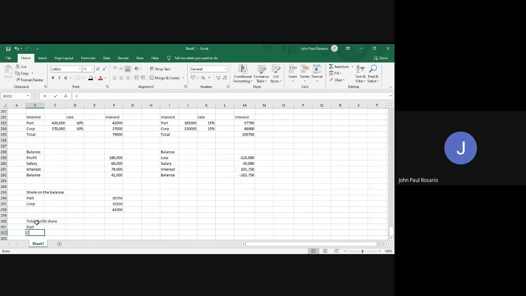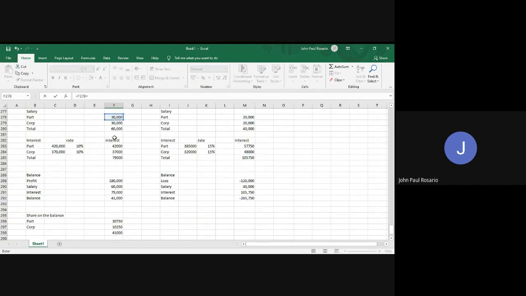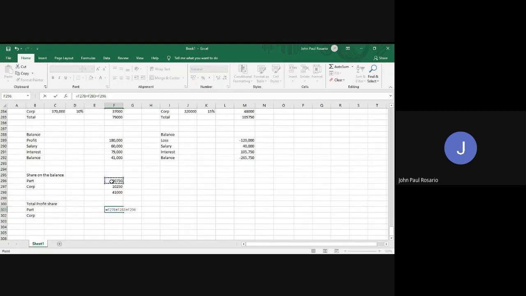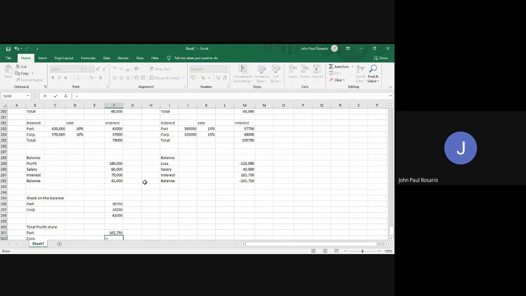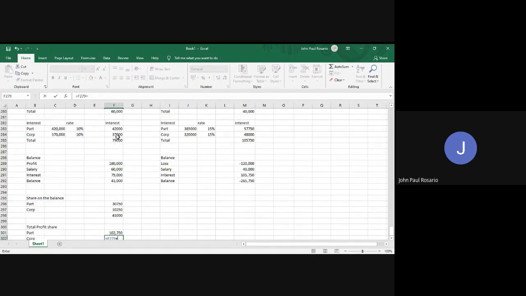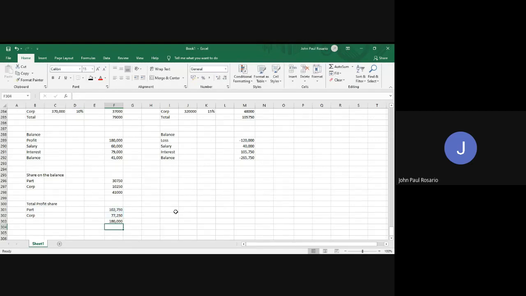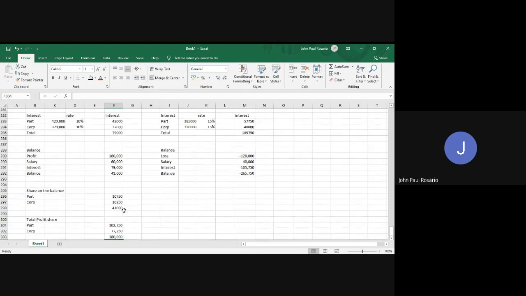For Part and for Corp. For Part, he received a salary of 30,000. Add his interest of 42,000 and his share on the remainder of 3,750. What is the total share of Part? For Corp, his salary is 30,000. Add his interest of 37,000 and then add his share on the remainder of 10,000. If we total them, guys, it should be 180,000. So with that, our profit sharing is correct.